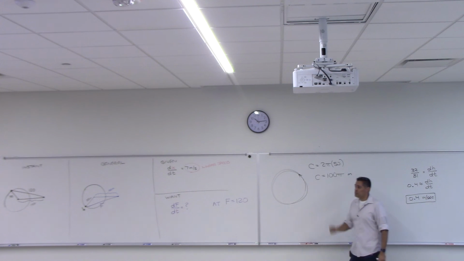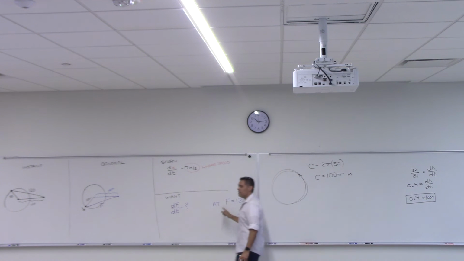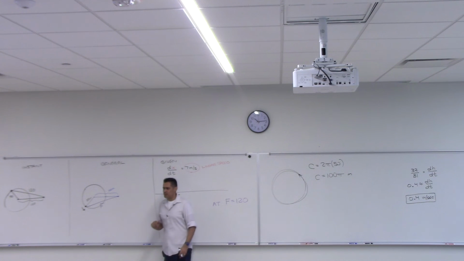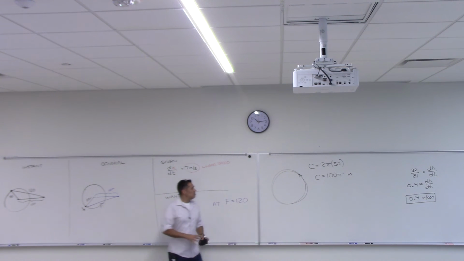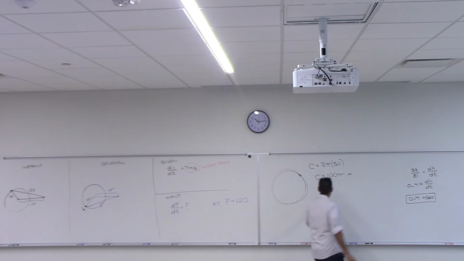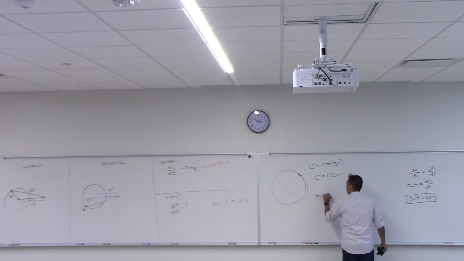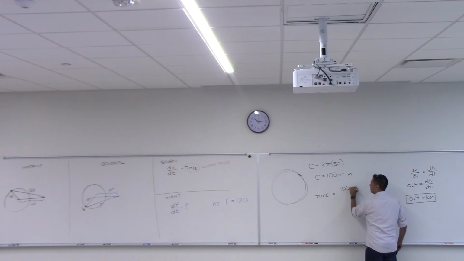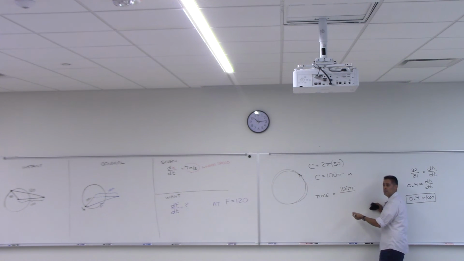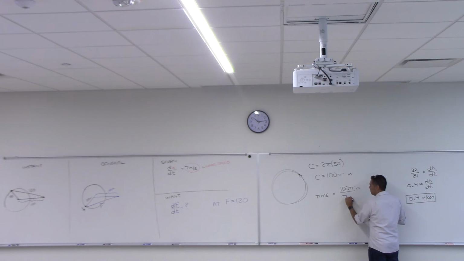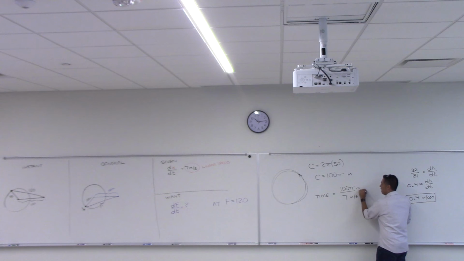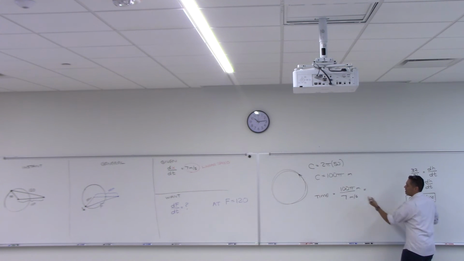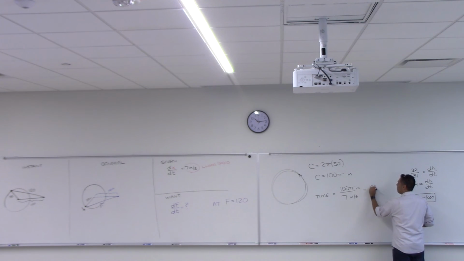She's running how fast? 7 meters per second. So how much time will it take her to go around? We take 100 pi, the distance, and divide it by her speed, which is 7 meters per second. Let's just leave that as an exact number. It's 100 pi over 7 seconds.